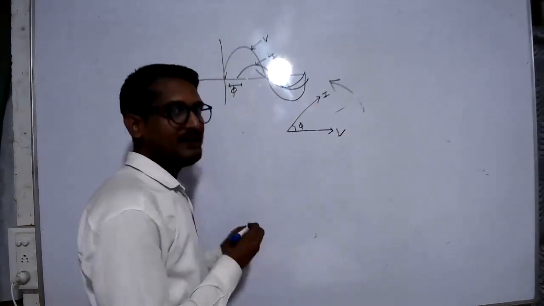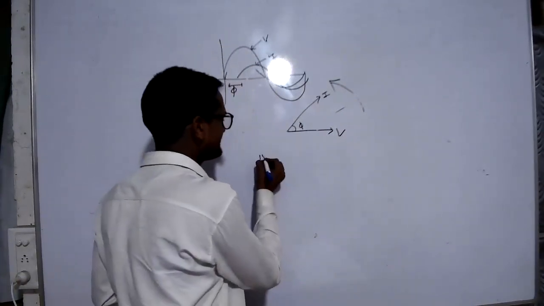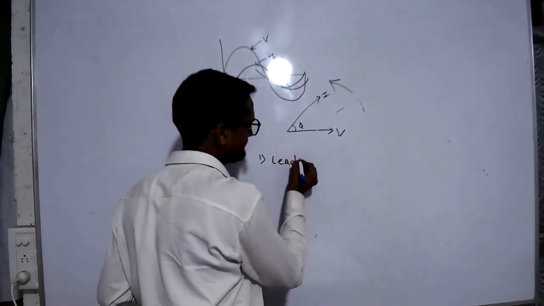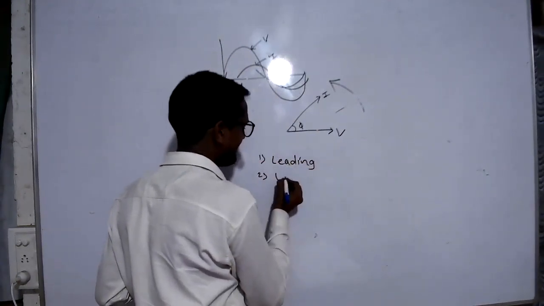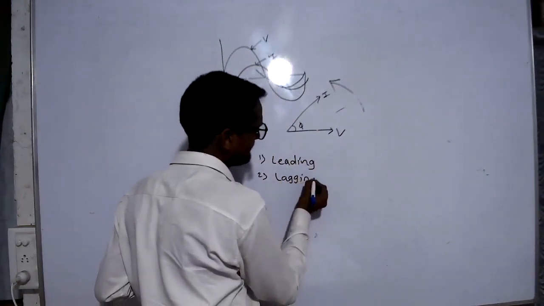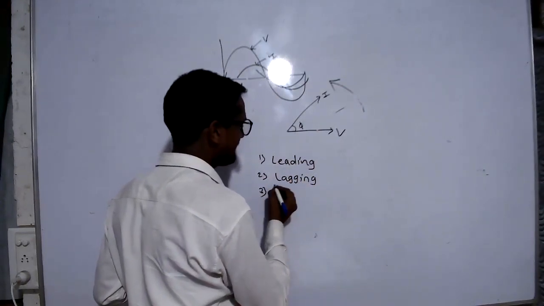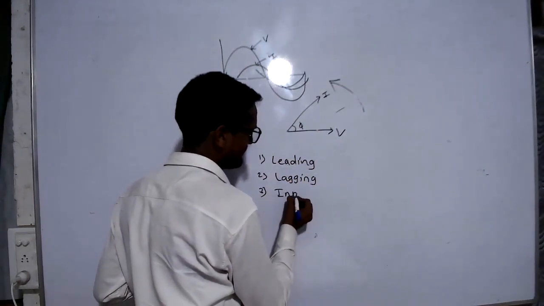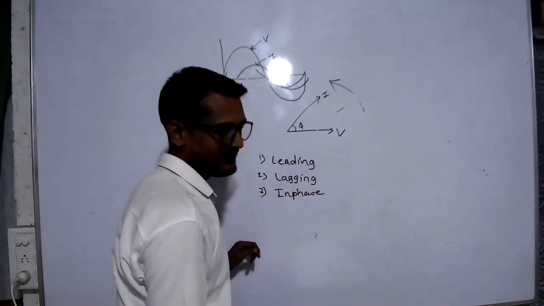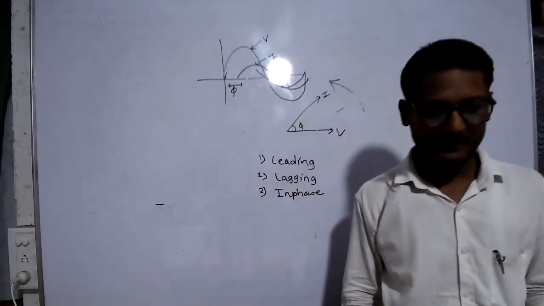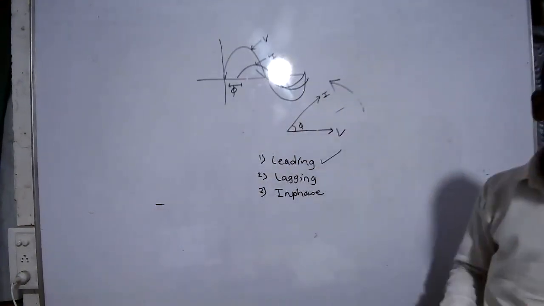There are three types of phase difference. First is leading, second is lagging, and third one is in phase. First is the leading.